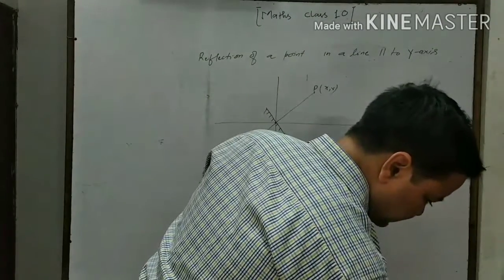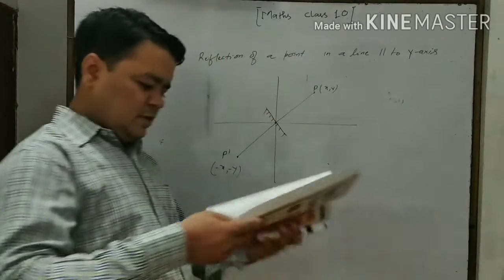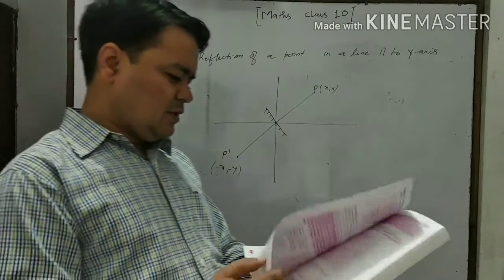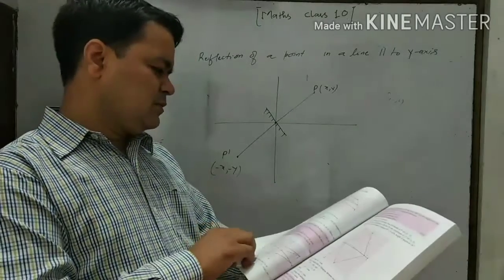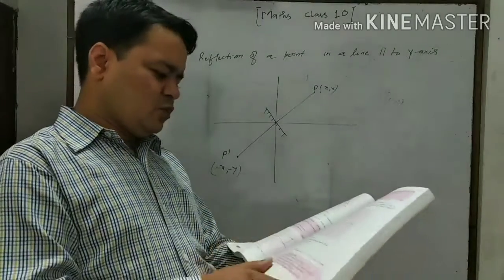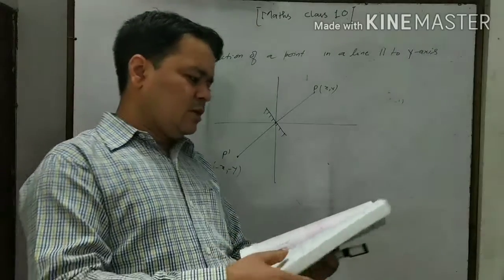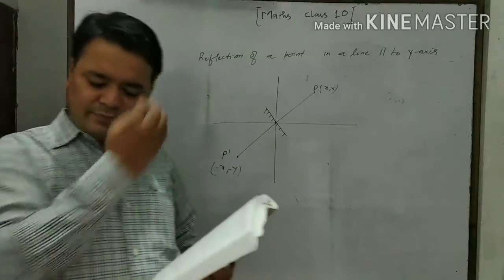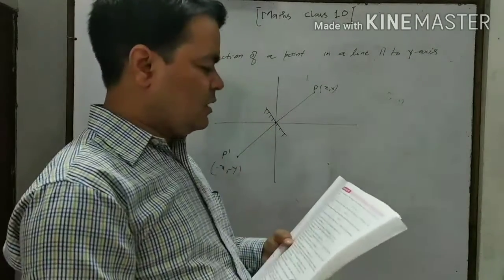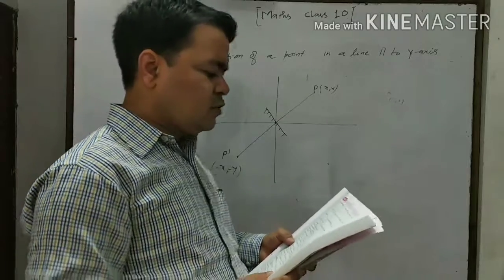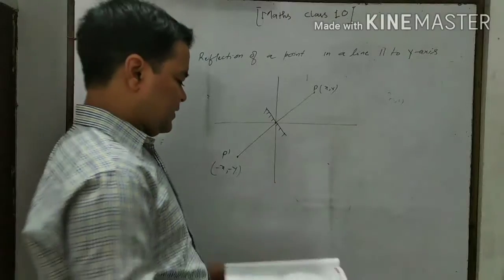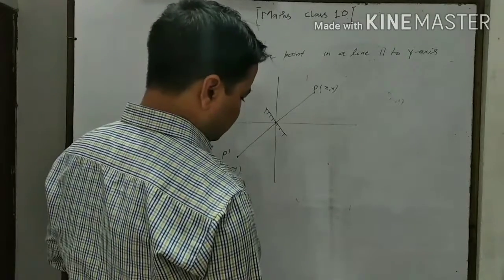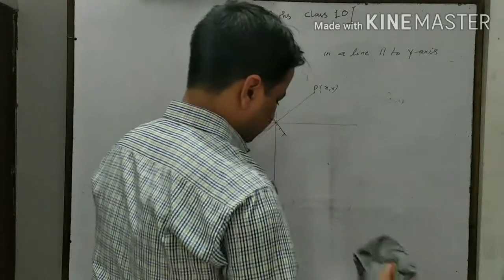Let us see some questions from reflection. This is the total theory related to reflection, the theoretical portion is over. Let us see Exercise 10. The first question is: find the coordinate of the image of the following point under reflection in the x-axis.